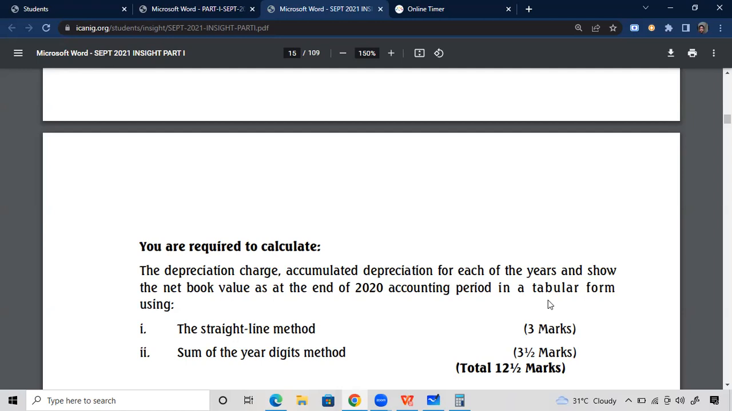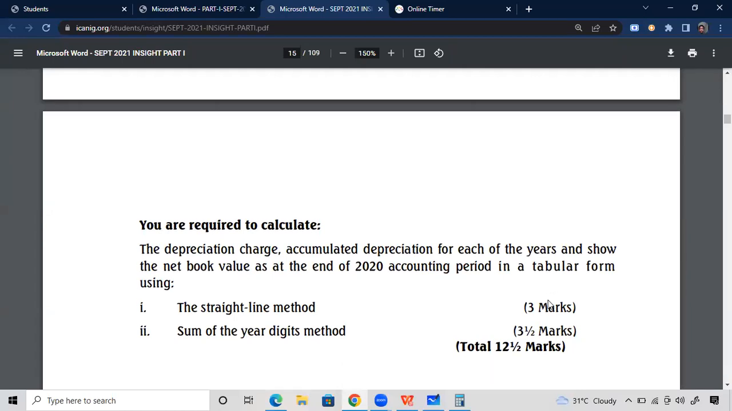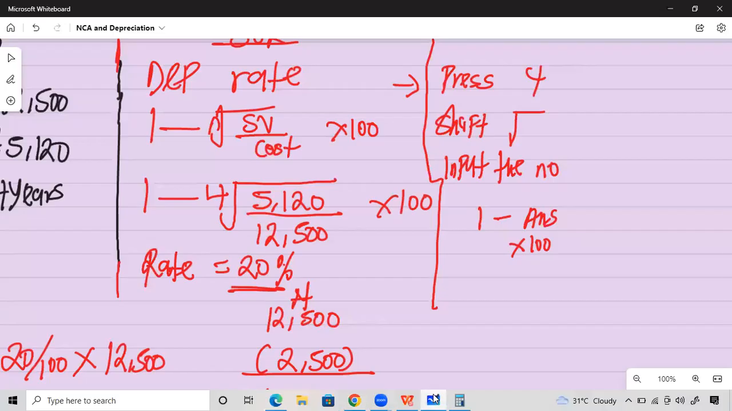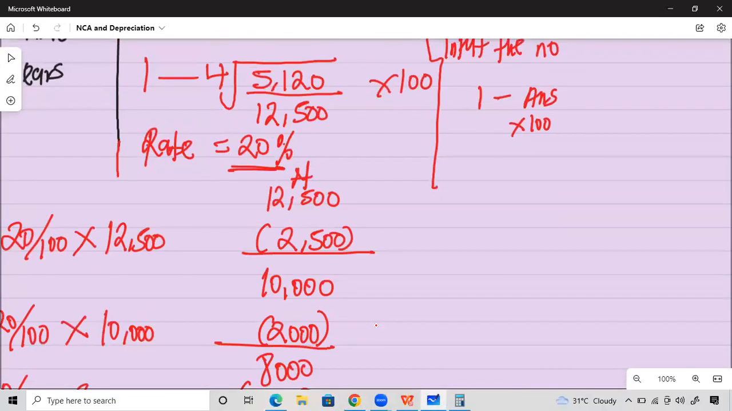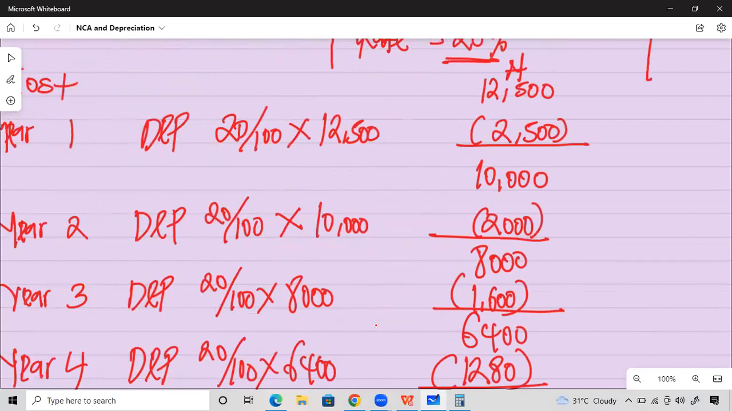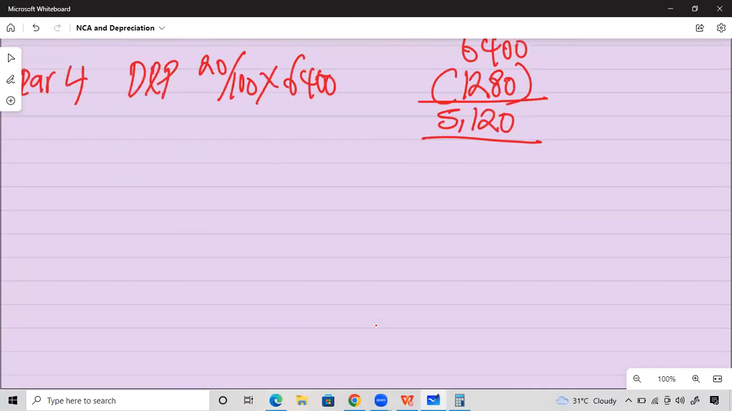You should show this using straight line and sum of the year digits. Using straight line and sum of the what? Sum of the year digits. Now, let me explain sum of the year digits. Let's explain sum of the year digits.